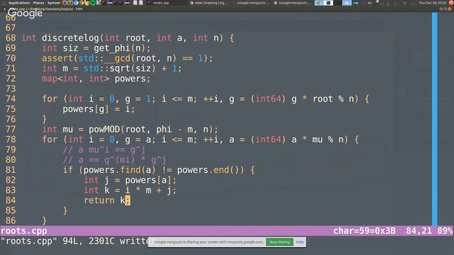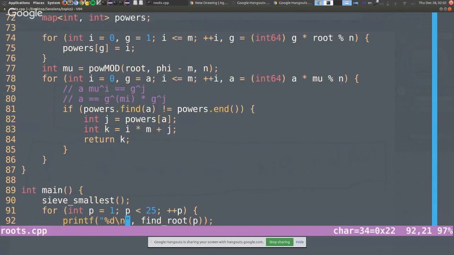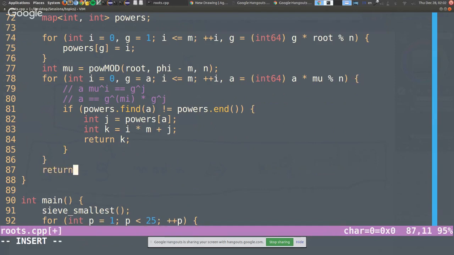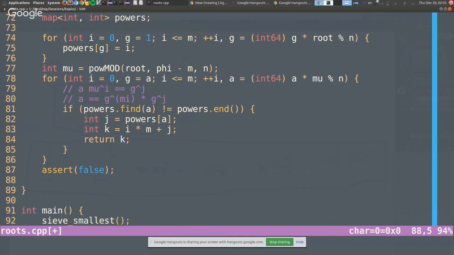Since this root is a primitive root, there exists exactly one k. So this k is unique. Once we find it, we just return it. So we shouldn't reach this part, because it means we didn't find the solution. It shouldn't happen.